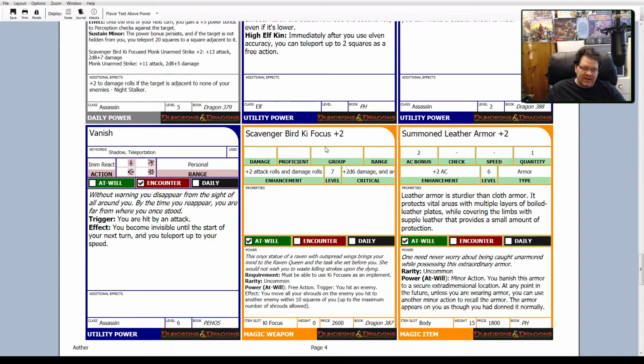With this key focus, I would do an additional 2d6 damage, and I can't see what the rest of the critical effect is. I'd have to actually look it up in the other thing, but I get extra stuff for getting crits with this thing. So that's why I chose that.